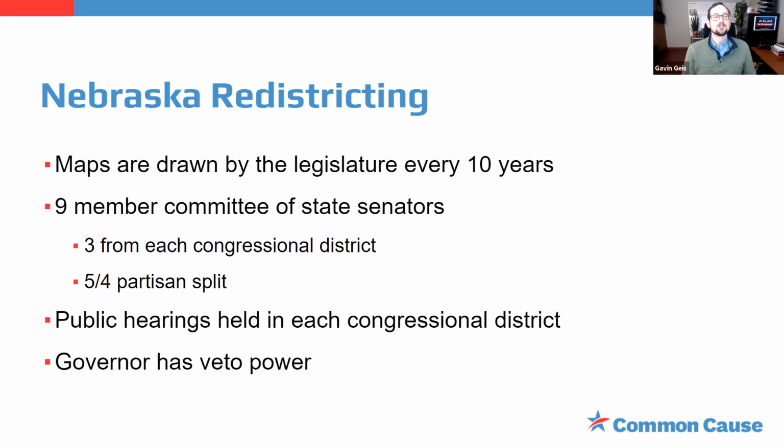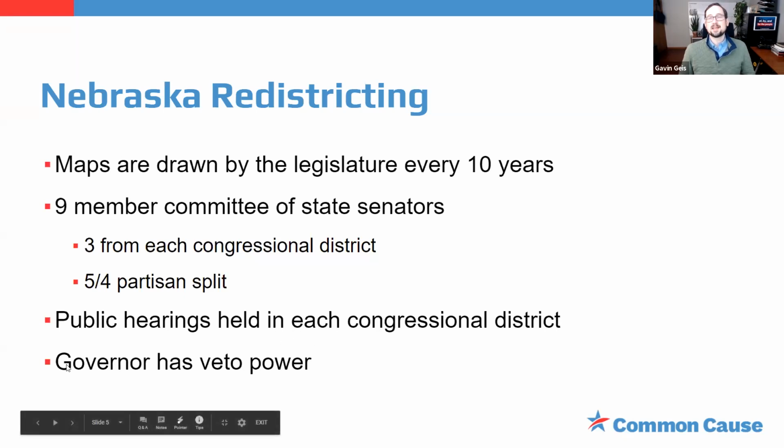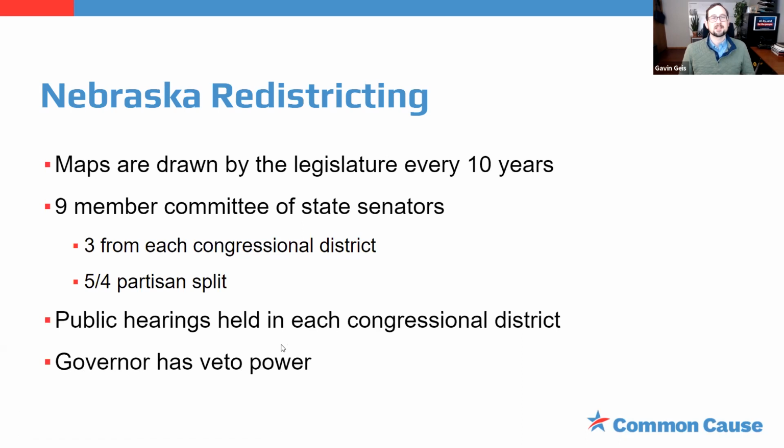Other states do not necessarily use their state senators to draw. They use committees, they use other mechanisms. We'll get into that later, but Nebraska is unique in that we're a one-house legislature that redraws our own districts. Our state senators do that. A benefit is that there are public hearings in every congressional district. That is required by law. So there is public input in the rules. At the end of the day, though, the governor does have veto power. So there's a lot of work between the governor and the legislature in drawing these maps.